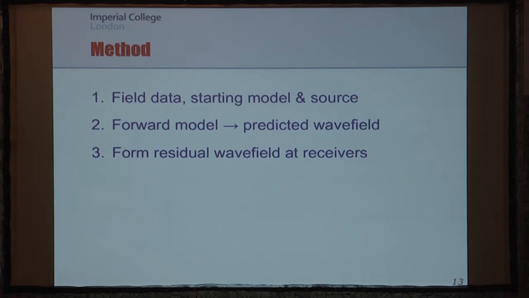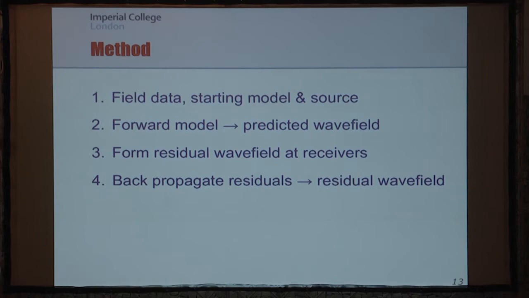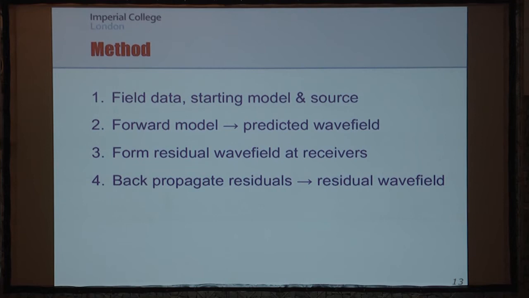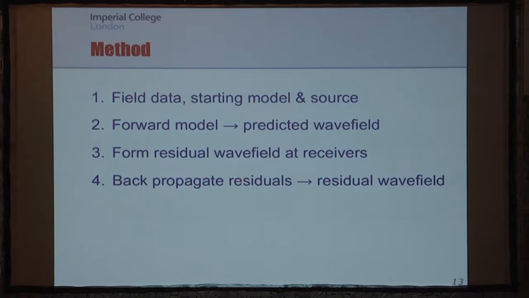Having got that residual, that measure of the error, basically, in the data, we take the residual data, so the errors at every receiver, and we back-propagate that, we treat that as a source, and we send that backwards into the model. So here's my model, here's the source. I've generated data that's gone forwards to the receivers. At the receivers, I've got the errors, and I've sent the errors backwards into the model. So I've got two wave fields, the real data going forwards and the errors going backwards. So that's this step. So I've now got a predicted wave field and a residual wave field.